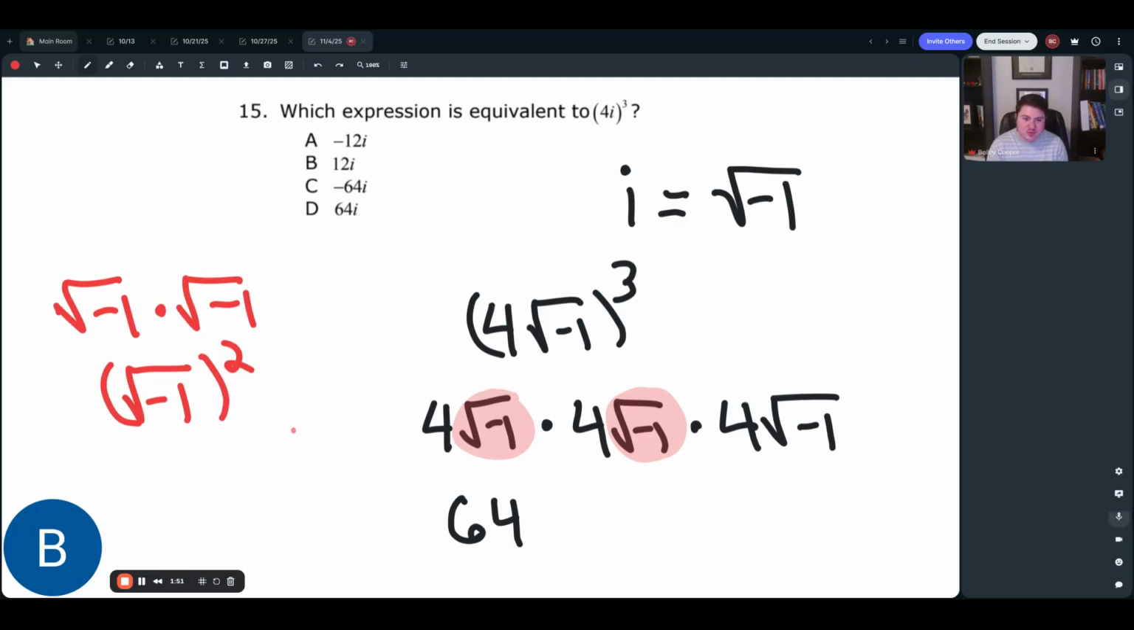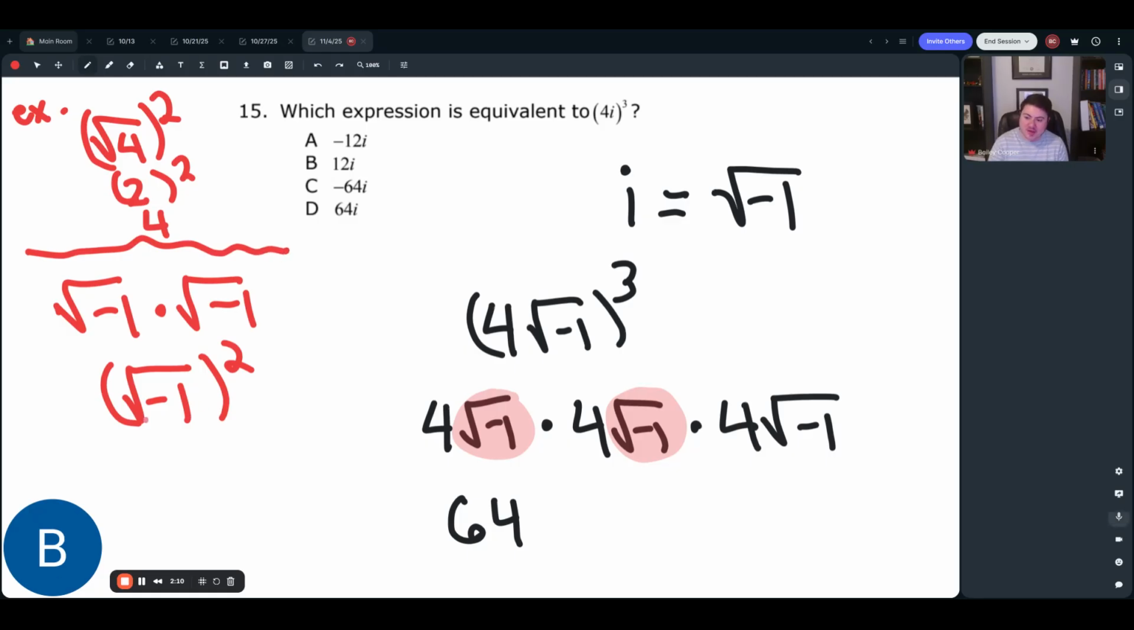Just like if you were to say, for example, square root of 4 squared, let's see what happens. Square root of 4 is 2. And then 2 squared is 4. We just end up getting back to our original number. The square root and the square cancel each other out. So that's exactly what's going to happen here. The square root and the square are going to cancel out, and we're going to be left with -1.